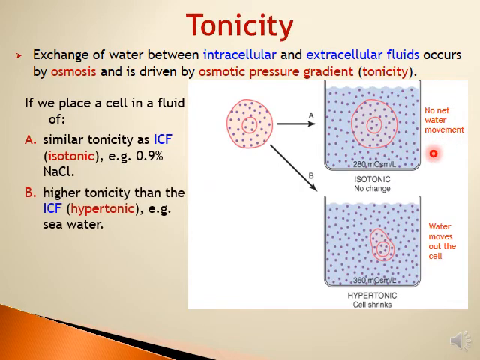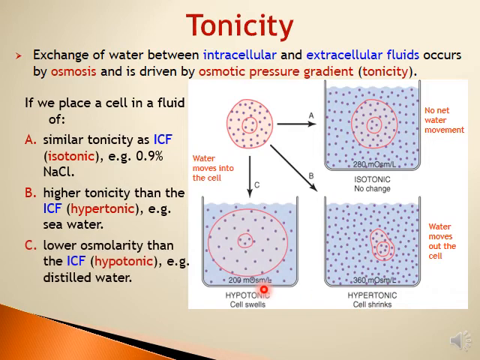What happens if I put the cell in a hypertonic solution, like seawater that has a very high concentration of solute? The solution has an osmolarity more than 280 or more than 300. Now the high osmolarity of the solution will drag water from inside the cell to the outside of the cell. Removing water from the cell will cause the shrinkage of the cell. So the cell will shrink. Shrinkage of the cell means that the cell will lose its function.